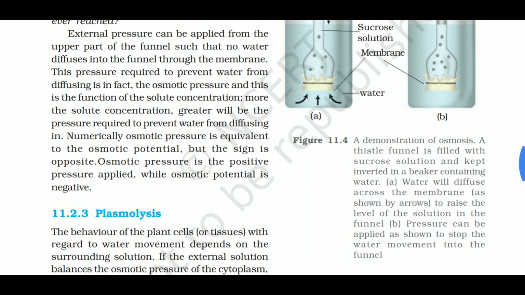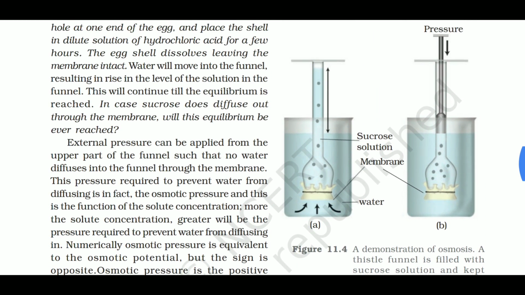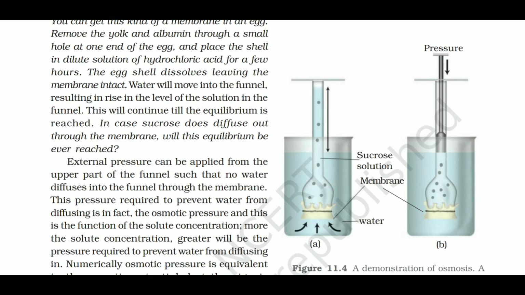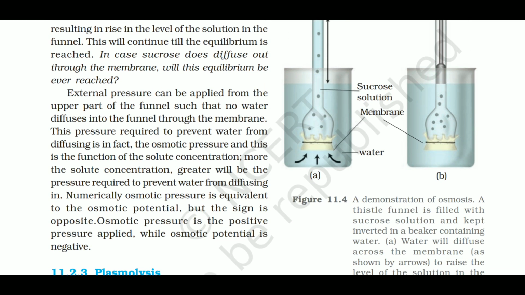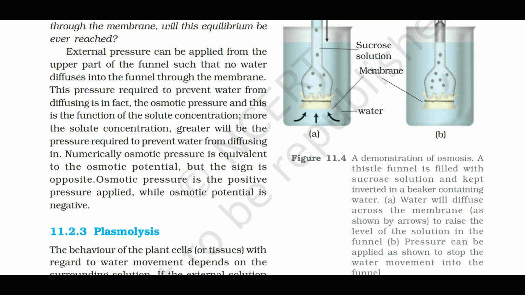In case B, pressure can be applied, as shown, to stop the water movement in the funnel. You can see the piston being applied here so that the water movement will not happen. External pressure can be applied from the upper part of the funnel such that no water will diffuse into the funnel through the membrane. The pressure required to prevent the water from diffusion is in fact the osmotic pressure, and this is a function of the solute concentration.